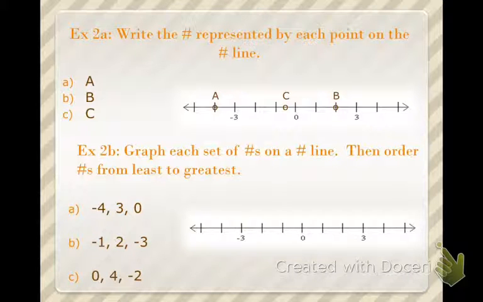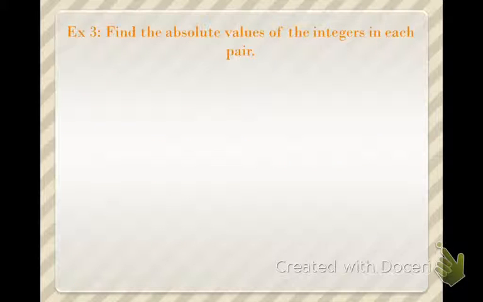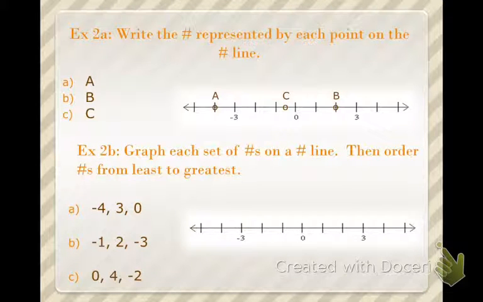And then you would draw another number line. On B, you have negative 1, 2, and negative 3. Then you'll write it in least to greatest form. So you'll go negative 3, negative 1, 2.